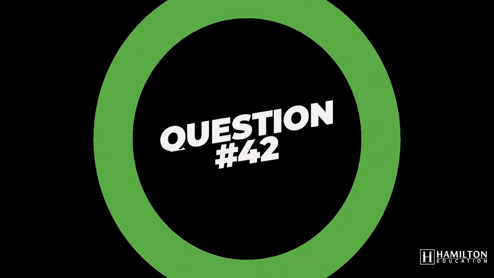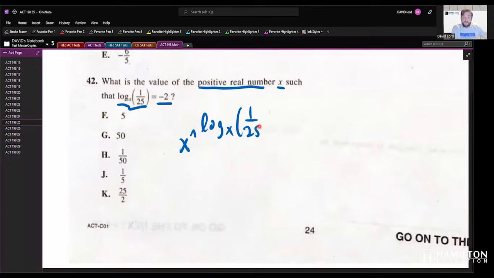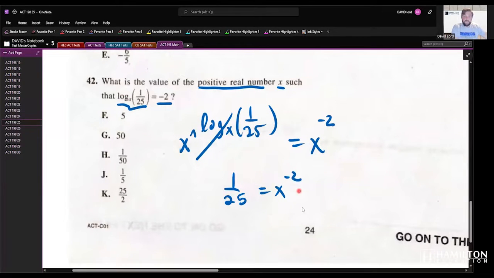Question 42. What is the value of the positive real number x such that the log base x of 1 over 25 is equal to -2? So this is a classic log rules, where if you want to do the anti-log of it, you use the power on both sides. So if I do x to the log base x of 1 over 25, and then I have to do the same to the other side, the anti-log and the log will cancel. So I'm left with 1 over 25 is equal to x to the -2 power.